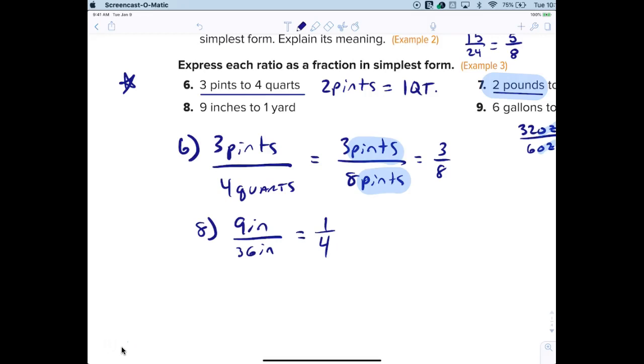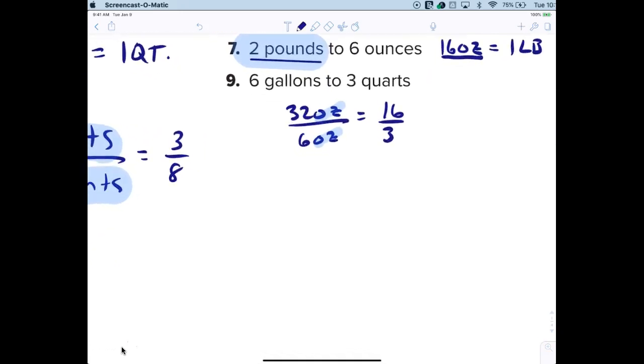All right. Now I have 6 gallons to 3 quarts. All right. So what do I have here? Quarts and gallons. I want you to look it up. That's what I want you to do. Stop raising your hand. Look it up. That's what your job is right now. Yes, 4 quarts. 4 quarts is equal to 1 gallon. 4 quarts is equal to 1 gallon.